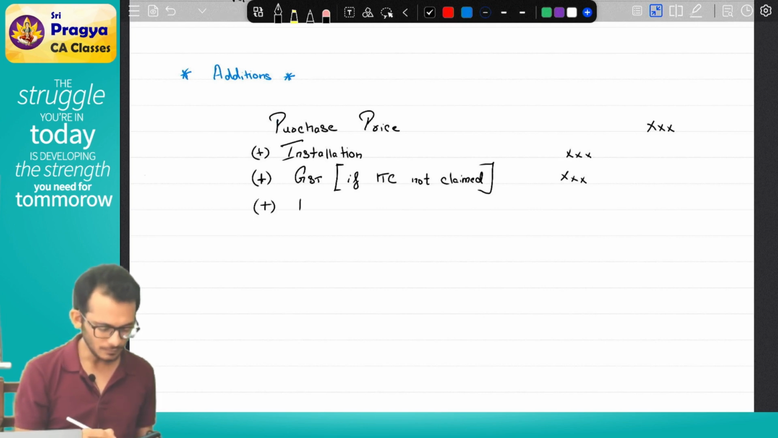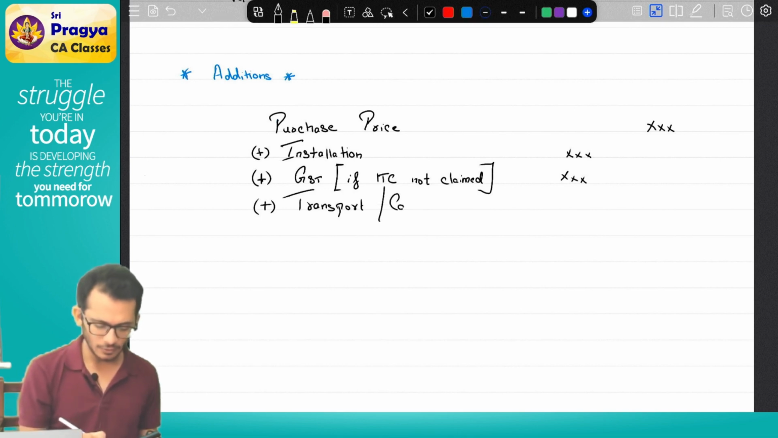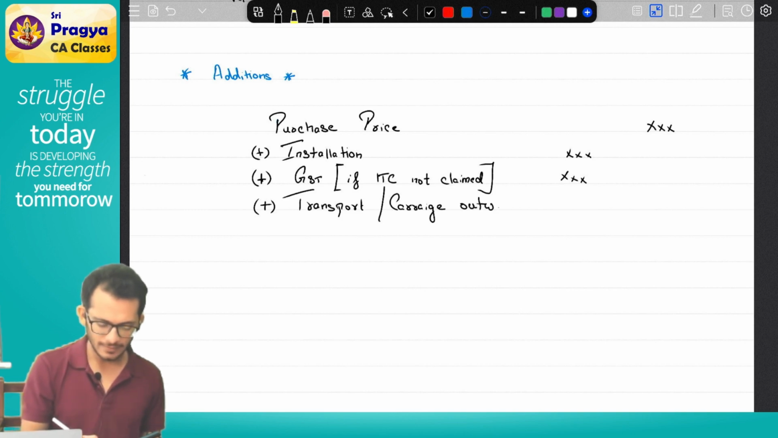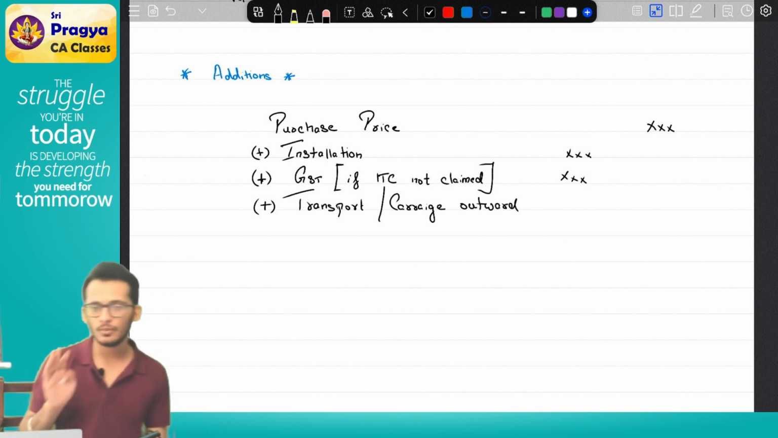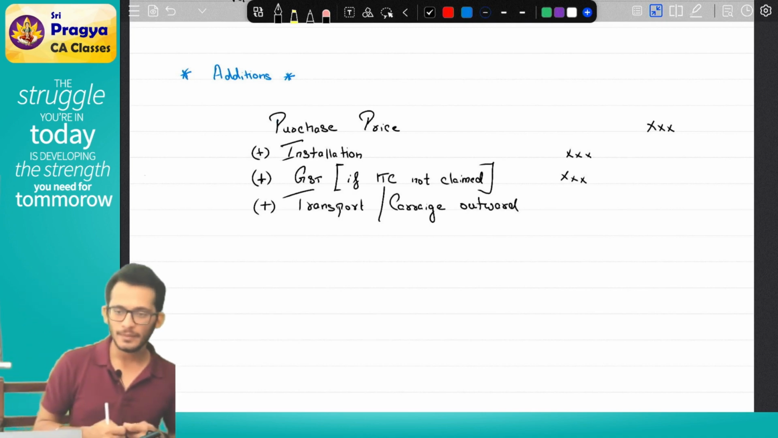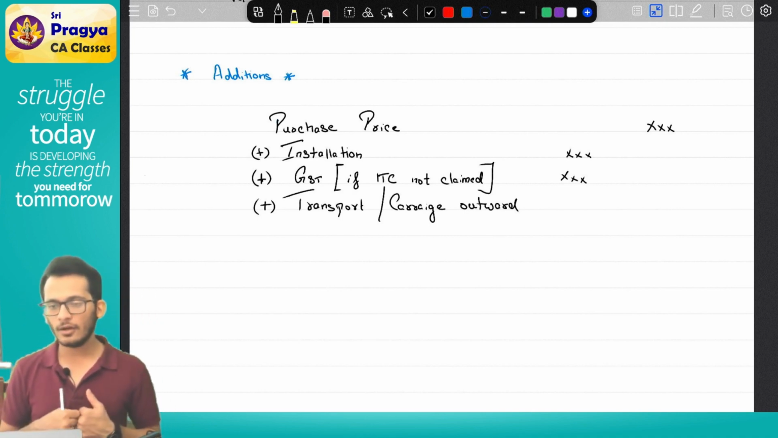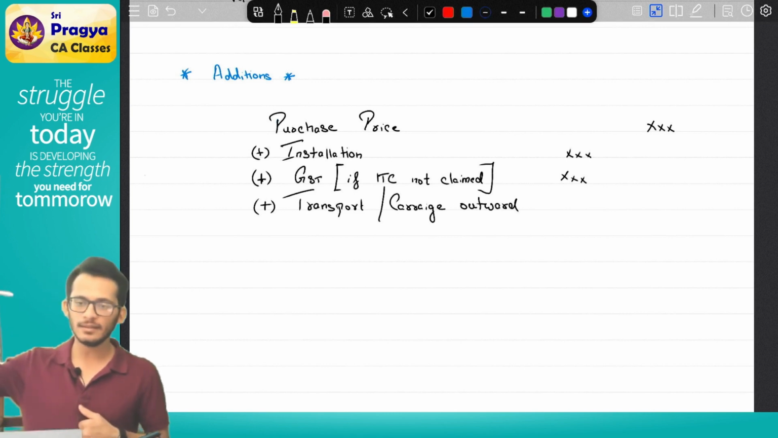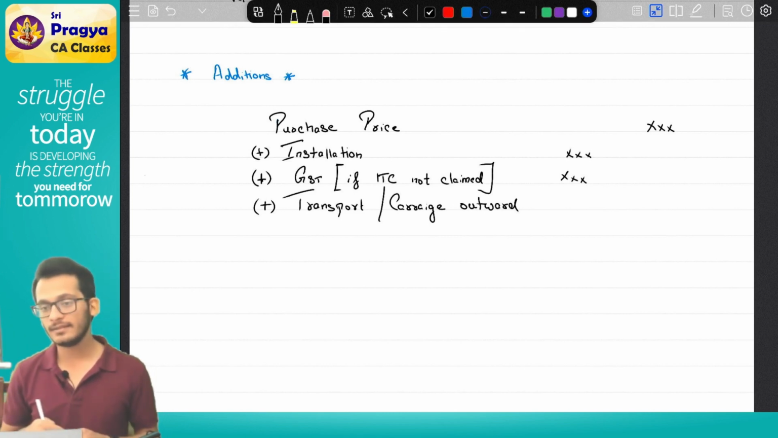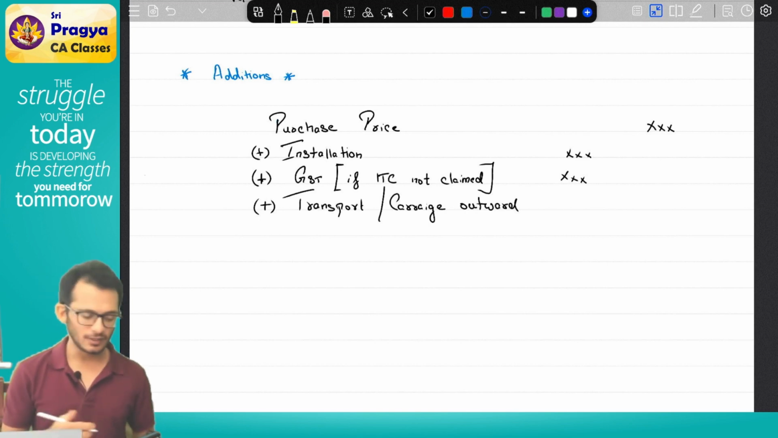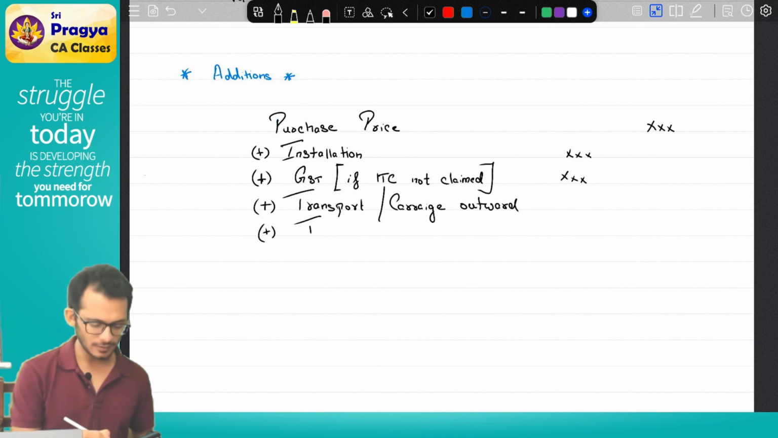So any kind of transport or carriage outward charges. Yes or no? You booked a lorry, and the machinery is coming in the lorry. Now, you are doubtful that the lorry will reach your office because in the middle there is an earthquake. So you need to insure yourself. Therefore, you will pay insurance premium. Correct? Not correct?